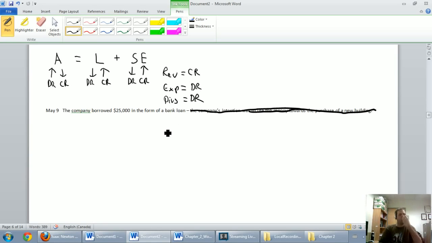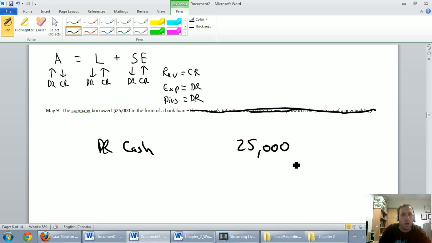So I guess my first question is, is cash involved? And the answer is yes. We borrowed 25 grand in cash. We didn't borrow 25 grand in widgets or anything else. We borrowed 25 grand in cash. Cash is an asset. That asset is going up. Let's debit cash. So we debit cash for $25,000.